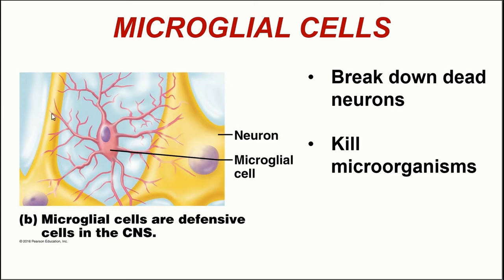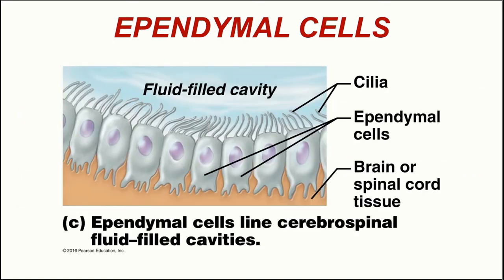And so this means that even our own immune system has very limited access to the tissue of the brain and the spinal cord. But fortunately, there are these microglial cells that perform those immune system roles and help to break down dead tissue as well as kill any foreign microorganisms that are there.